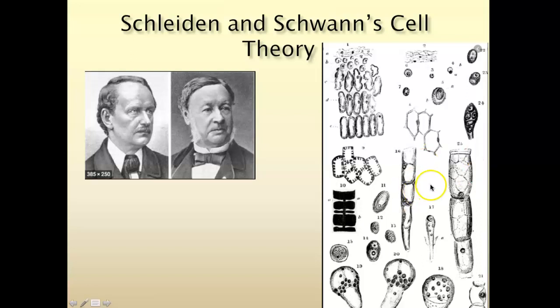So cells, the word cell was actually used for a dorm room that the monks used to occupy. They called them cells because they look like little quarters, little rooms, right? So they looked at all these different living things. Everything had cells. And so they basically came up with this inductive reasoning that all living things are made of cells. And that's the cell theory today.